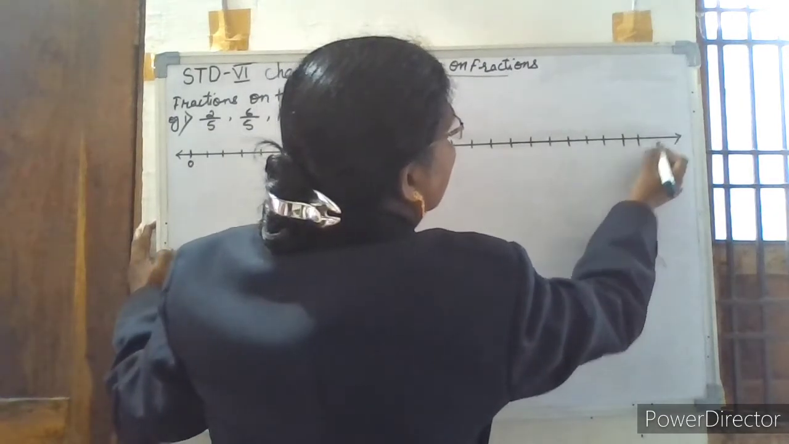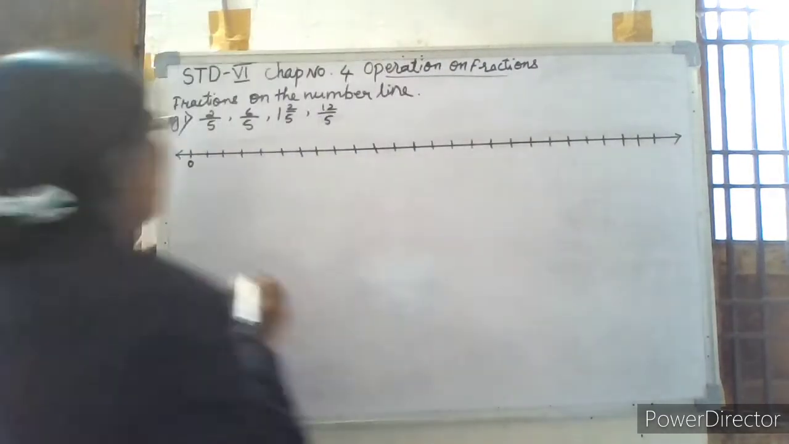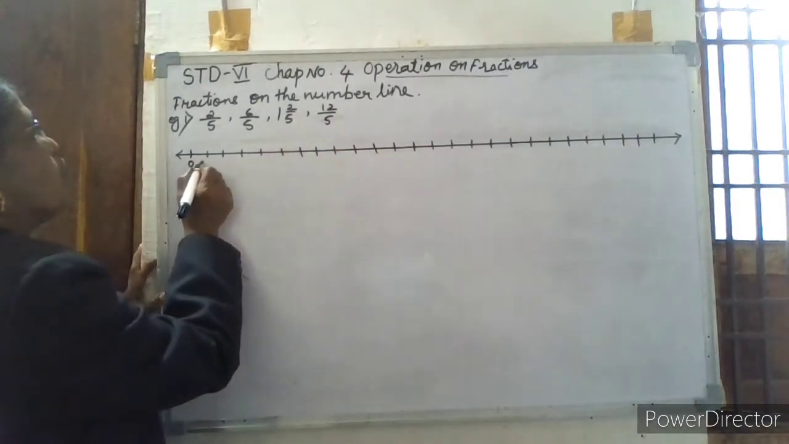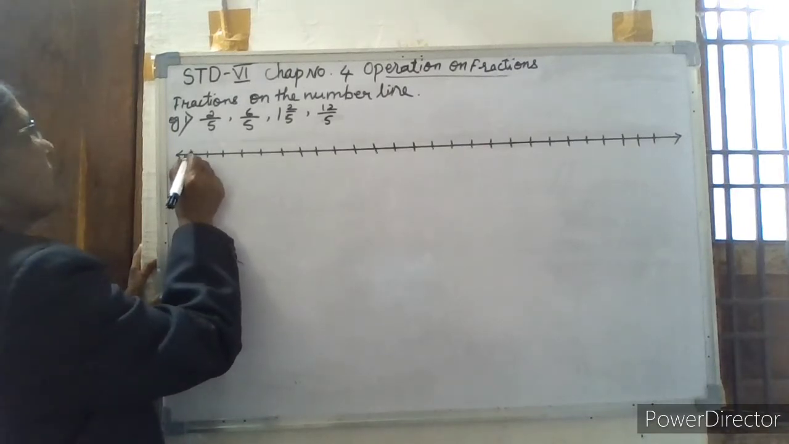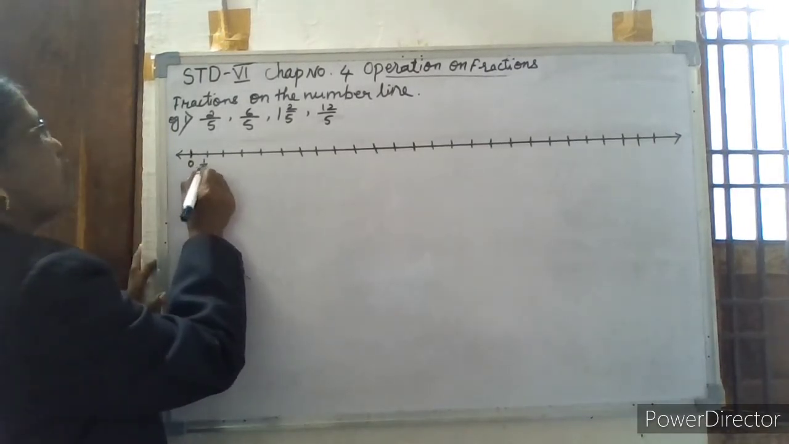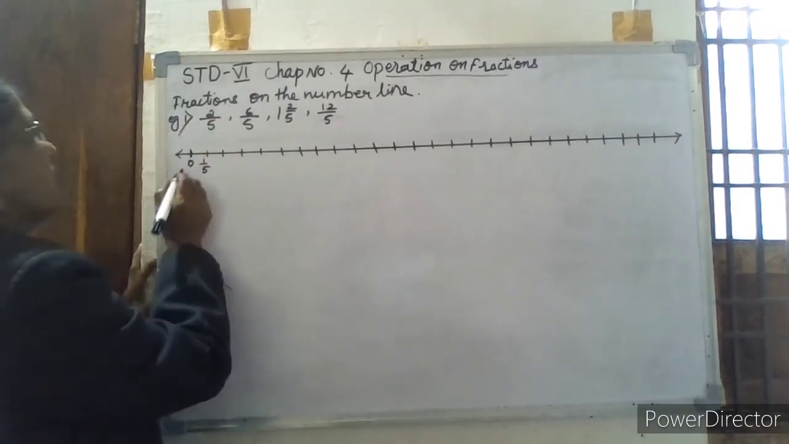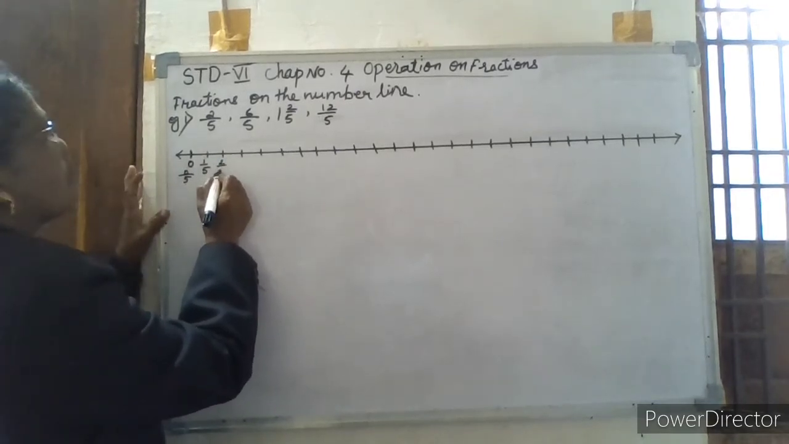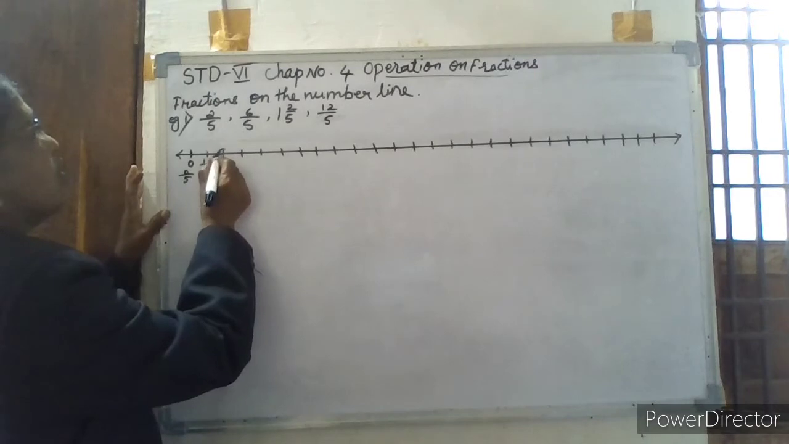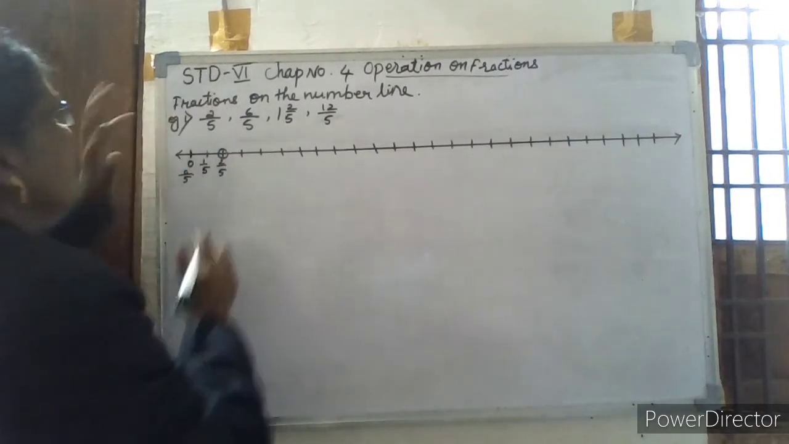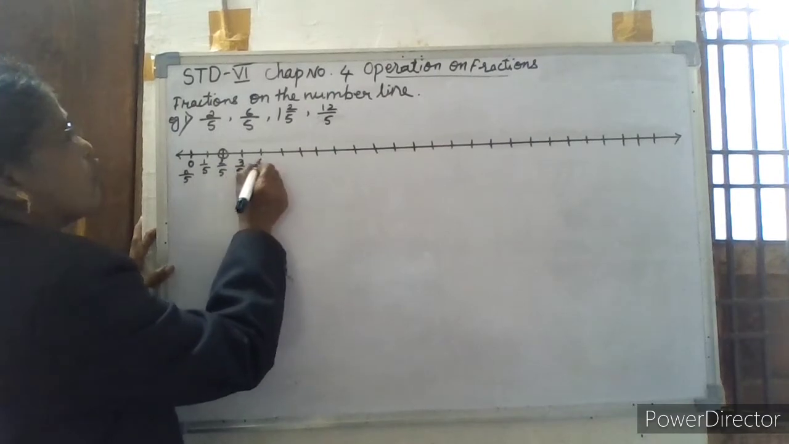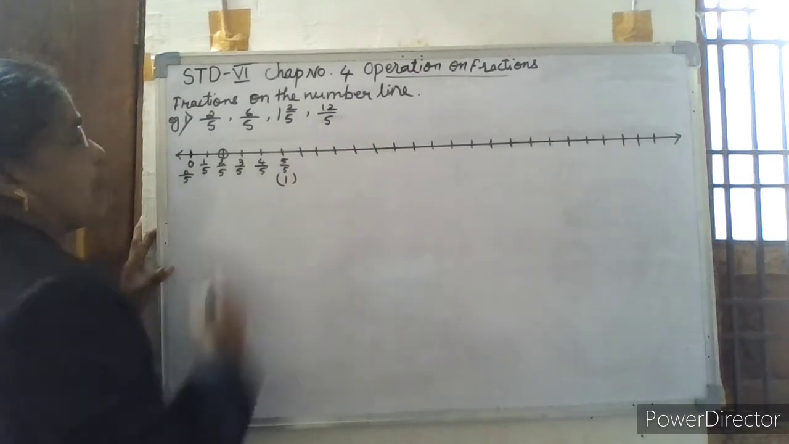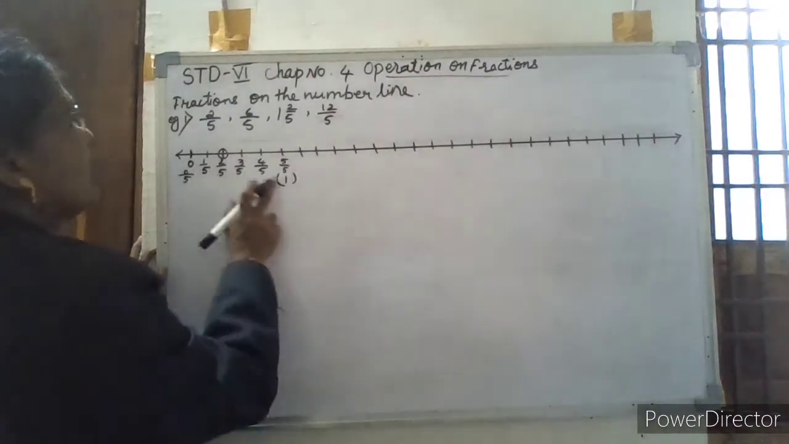Okay, now I have divided this with equal distance. The first line you have to take as 0. Next one is 1 by 5. Since the denominator is 5, 0 is 0 by 5. Next 1 by 5, then 2 by 5. I have plotted 2 by 5 here. Make a circle at 2 by 5. Then 3 by 5 comes, 4 by 5, 5 by 5. This is equal to unit 1. So it is 0, then 1, then 6 by 5.